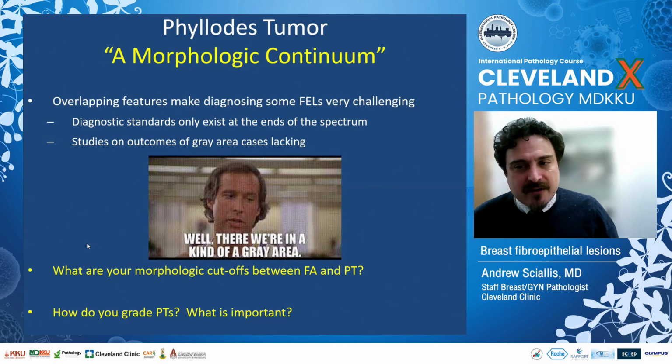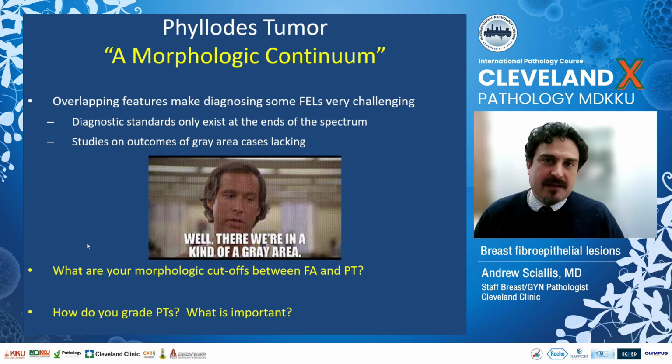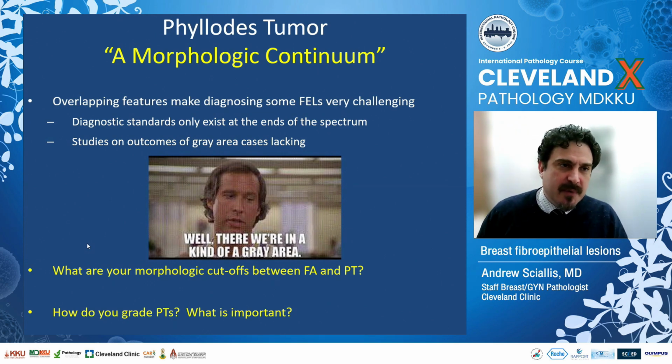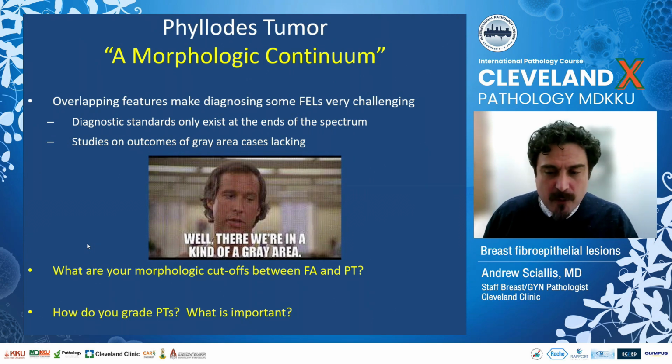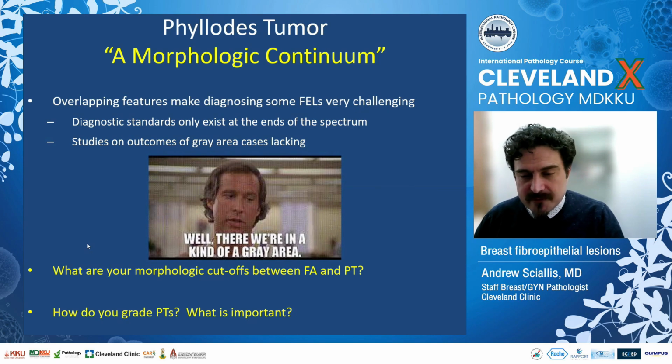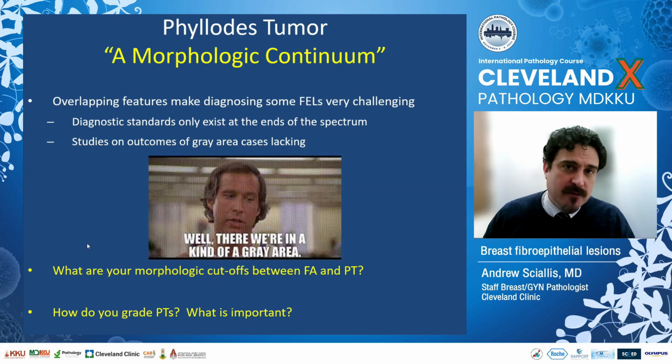So studies on the outcomes of these gray area cases are lacking. These are the ones that usually aren't talked about in studies because nobody can agree on what the diagnosis is. And sometimes I disagree with myself. So what are our morphologic cutoffs between a fibroadenoma and phyllodes tumors? And then once we know it's a phyllodes tumor, how do we grade them and what is important?